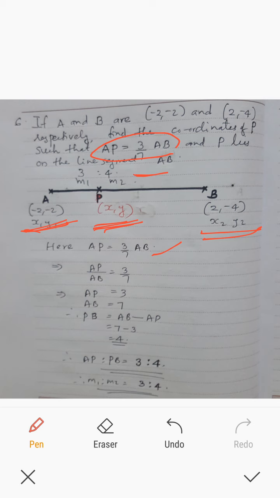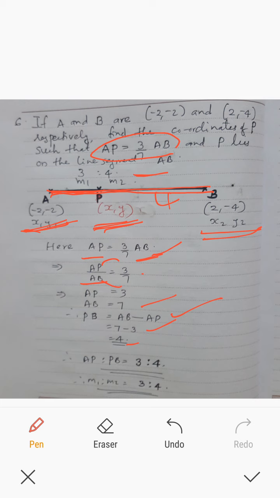So, AP is 3 by 7 AB. Transposing AB to the LHS, it will be AP divided by AB equal to 3 by 7. That gives us AP equal to 3 and AB equal to 7. In the figure you see AP is 3 and the total length AB is 7. Then what will PB be? PB equal to the total length AB minus the length AP, that is 7 minus 3 equal to 4. So PB equal to 4.